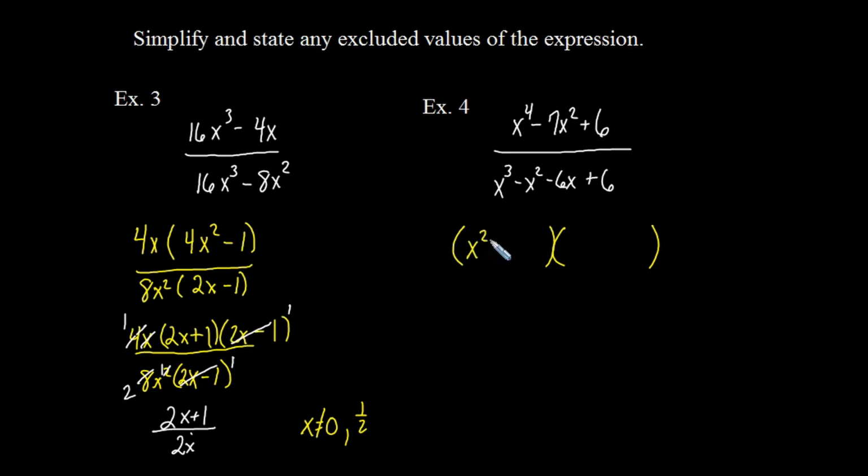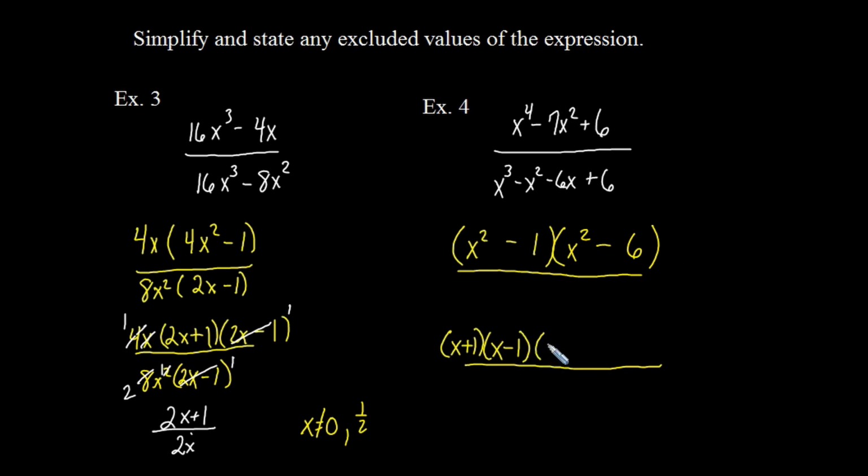So it factors into x squared minus 6 and 1, both of them will be negative. This will factor one more time because this first binomial is a difference of squares. So that factors into x plus 1 and x minus 1, and then x squared minus 6.